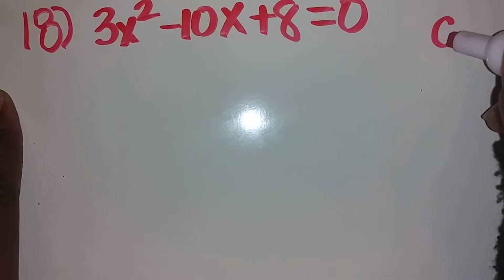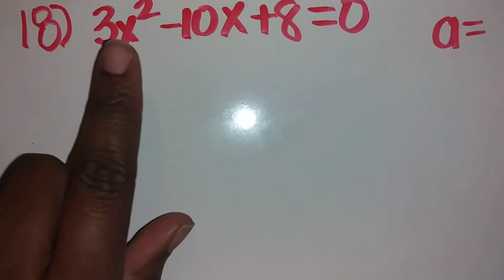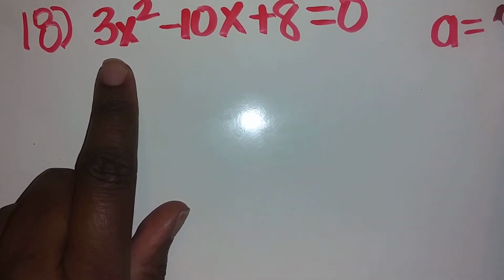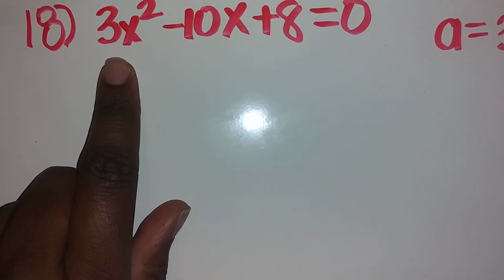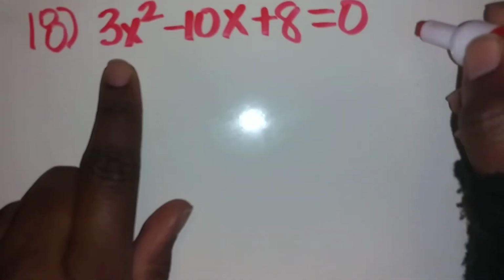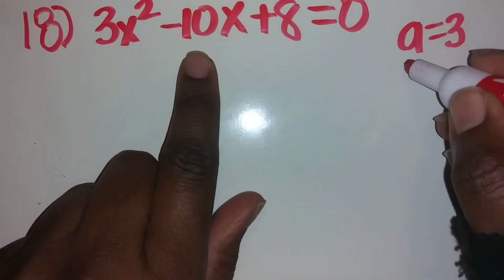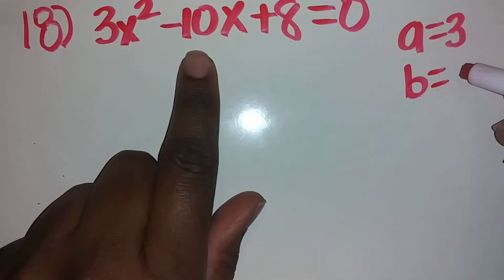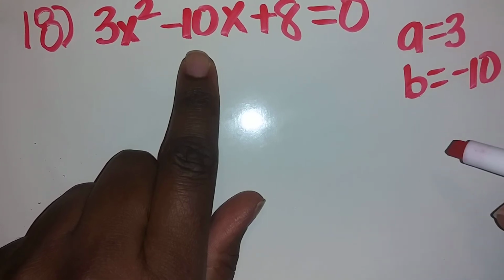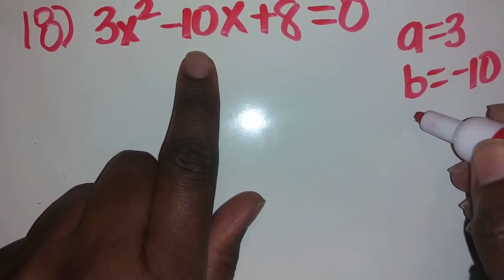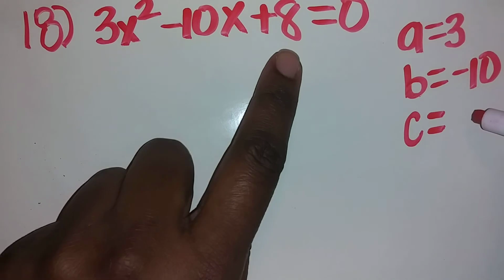A is the leading coefficient. B is the second term. Make sure you include the sign. C is my constant term.